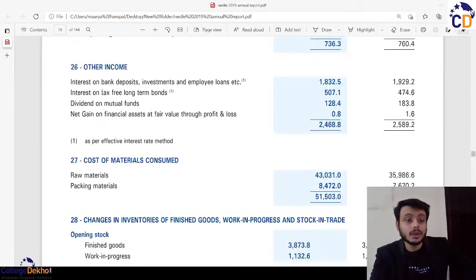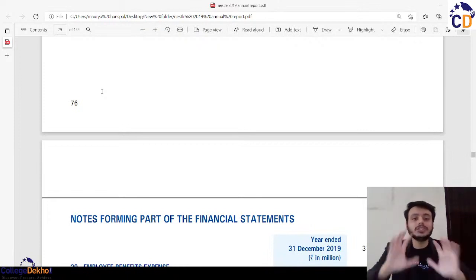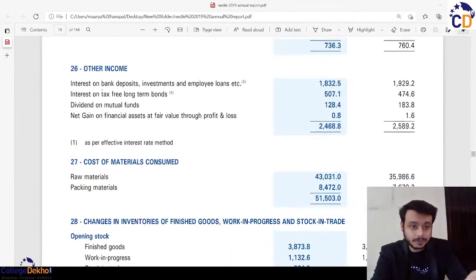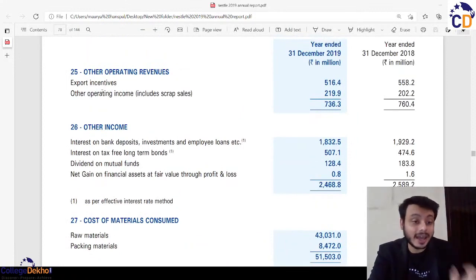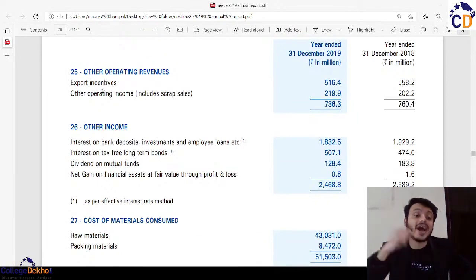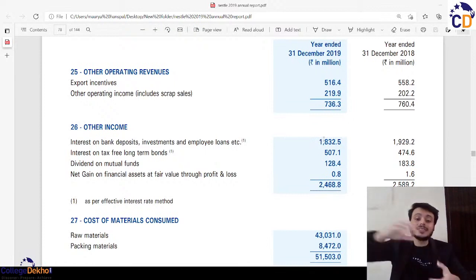Right? So all these things, if you want to know in detail, because these statements, be it P&L, balance sheet, or cash flow, will just give you a lump sum figure. But if you want to know which factor in the lump sum figure is contributing the most, if your other income is increasing, due to which factor is it increasing? So we can see due to the interest on bank deposits, investment and employee loans, because this is the maximum amount, 1832. It means it comprises the maximum share.